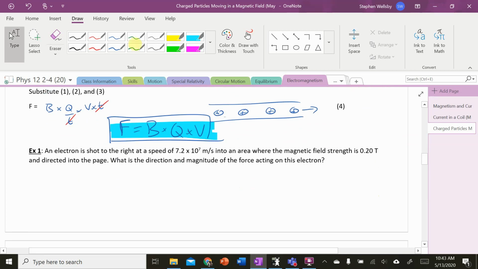And one question for you, please pause the video and I want you to answer this question based on the information here. What is the direction and magnitude of the force acting on this electron? Pause the video, give it a try.